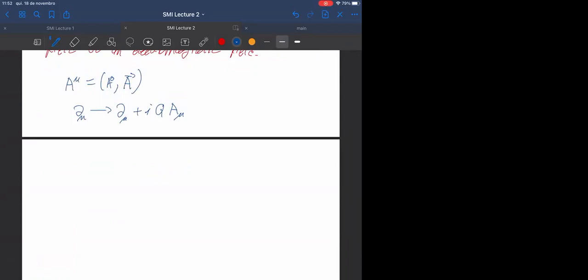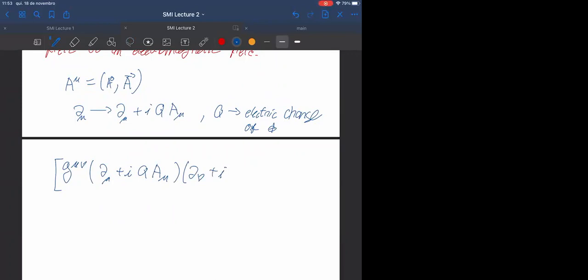So let's go to the Klein-Gordon equation again. The Klein-Gordon equation is redefined in the following way: g^{μν}, and now we have (∂_μ + i q A_μ), where q is the charge. It can be electric charge; if this is an electromagnetic field, it's an electric charge. Let's make it concrete: the charge of phi. So (∂_μ + i q A_μ)(∂_ν + i q A_ν) plus m squared, and now we have phi plus.